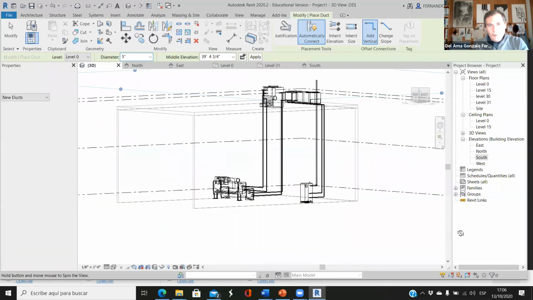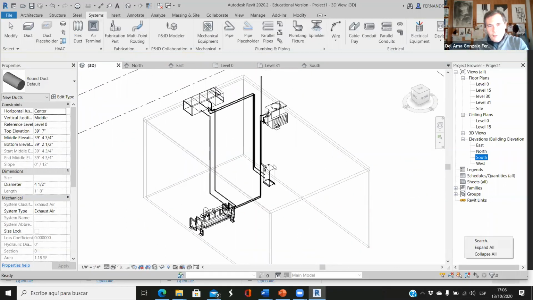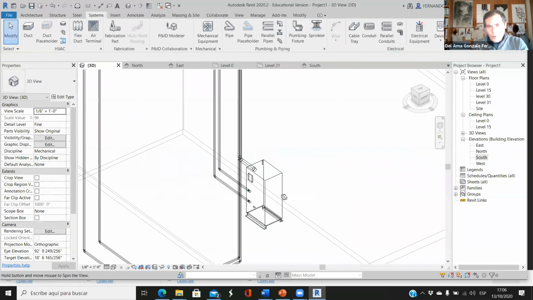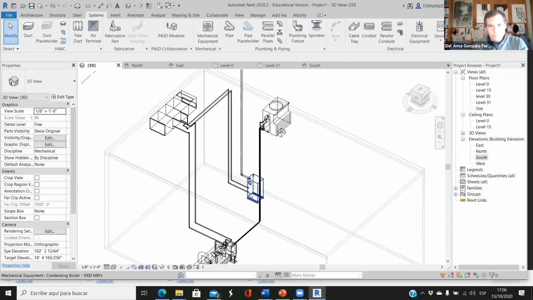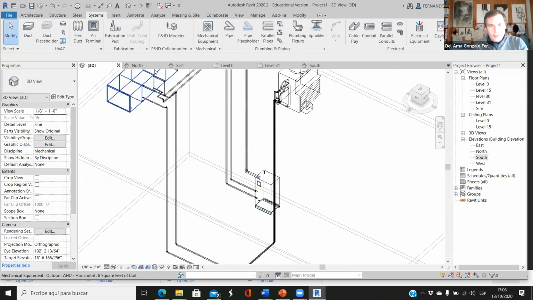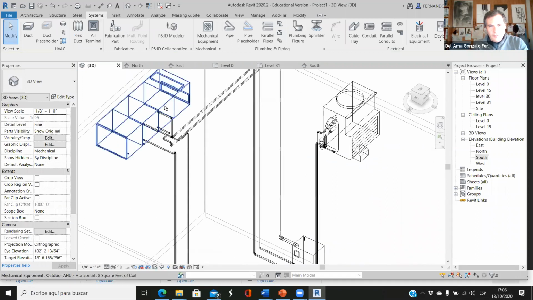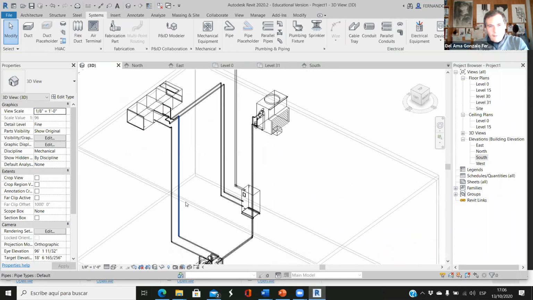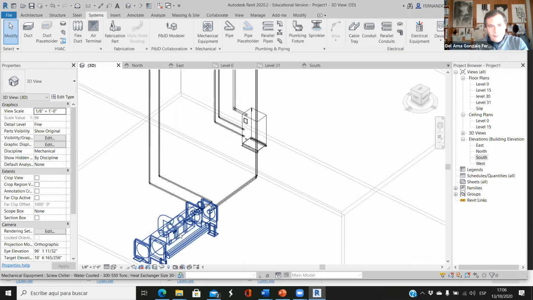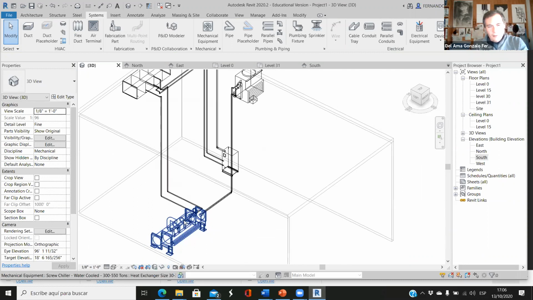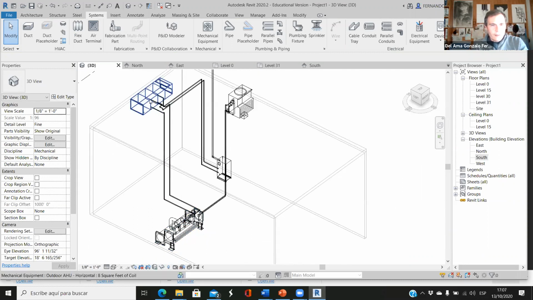Okay, so now we have all the elements here. We have a boiler, a condensing gas boiler. It's quite good, very efficient, and it's connected to the heating coil of the air handling unit. Great. Then we have the water-cooled chiller connected to the cooling coil of the air handling unit, and the other part of this chiller is connected to the cooling tower.